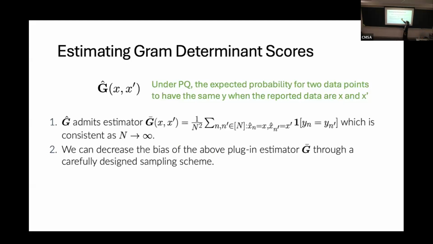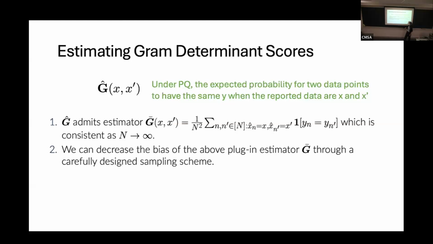One thing we can do is just use the empirical frequency to calculate the Gram Determinant matrix, and then calculate the determinant and use that as our reliability score. This is consistent as the number of data points that we have becomes really large.